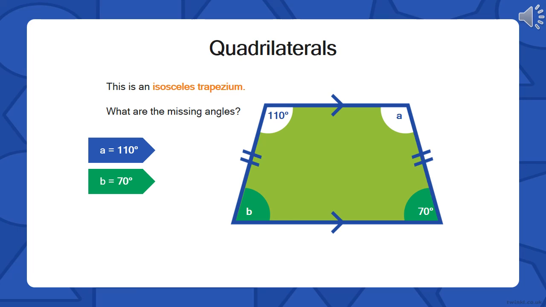So if one of the top angles is 110 degrees, that must mean A is also 110 degrees. And that works out the same for the bottom. If the bottom is 70 degrees, that must mean the other bottom corner is also 70 degrees. We can check this by adding them up again and making sure they equal 360 degrees.